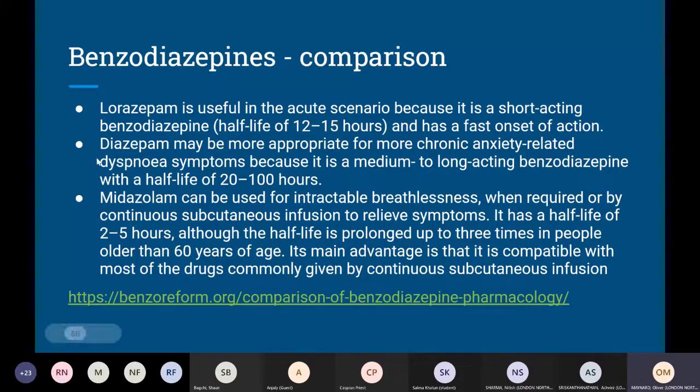And midazolam is the benzodiazepine which is very commonly used in palliative care, mostly because it has a very short onset of action, but it's also processed quite quickly. And again, it can be used in subcut pumps and doesn't really have any problems with being mixed with other medications. So midazolam is often the drug of choice.